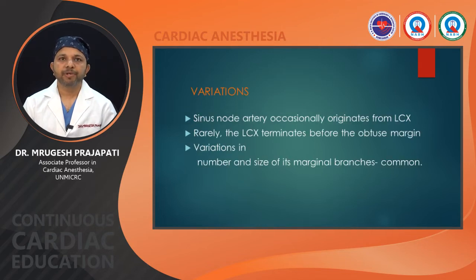Now let us look at some variations. In some individuals, the sinus node artery occasionally originates from the left circumflex artery. Rarely, the left circumflex artery terminates before the obtuse marginal artery, and in some individuals the number and the size of the obtuse marginals vary, and this is very common.